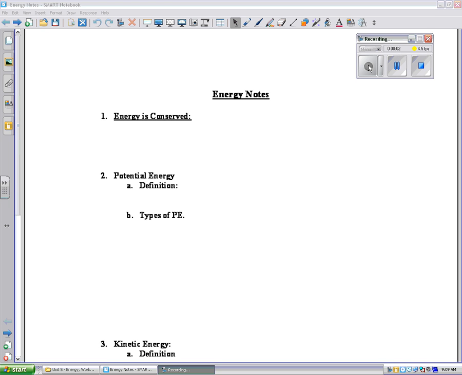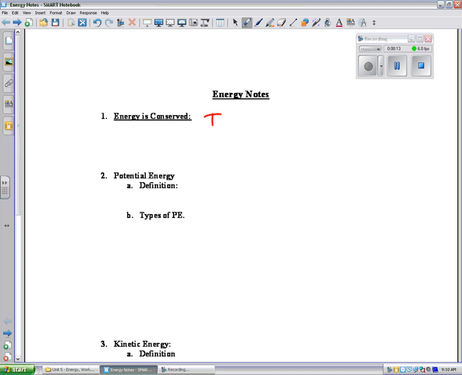Going to be the start of, I think, one of our most important and most interesting units: energy and conservation of energy. So energy is conserved. That means that the total energy doesn't change for a system, but the energy can change forms.